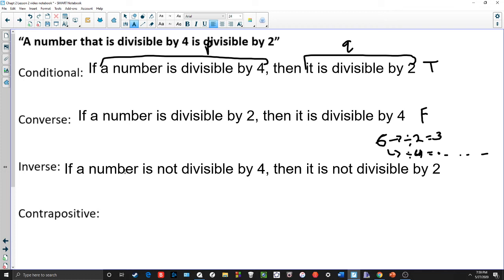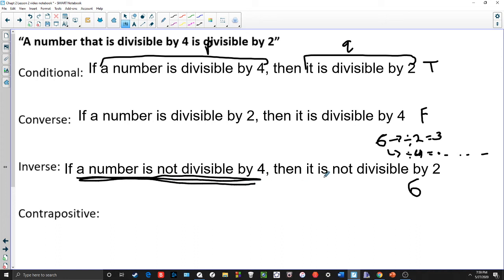And I can do a counterexample for that. Again, same thing, 6. So 6 is not divisible by 4, so 6 meets the hypothesis. It's not divisible by 4, but it is divisible by 2. So it proves the opposite of the conclusion. So again, 6 works because it follows the first part of the statement but breaks the second part.